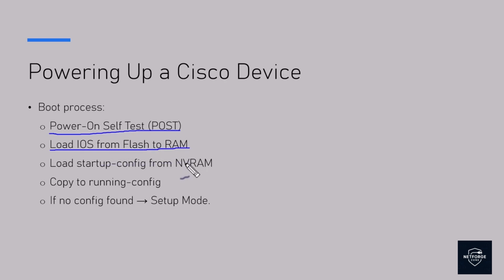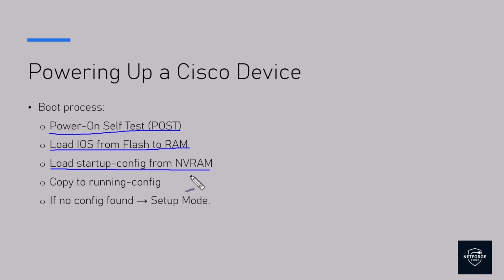So this can be loaded from different types of memories that we have on the device. We can have boot flash memory, we can have NVRAM, which is much better and faster, and we can have other types of storage, but these are going to be much more common. After loading IOS, the startup configuration, which is a series of commands, is going to be read from NVRAM and executed.